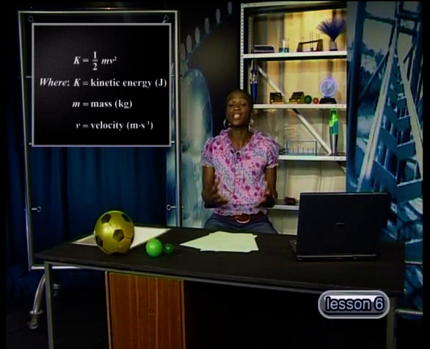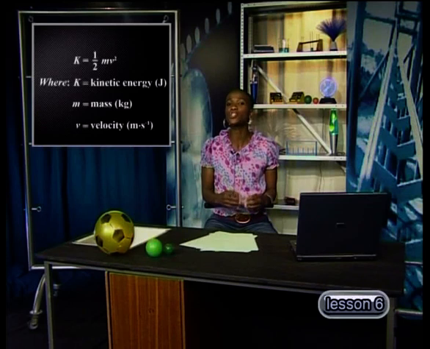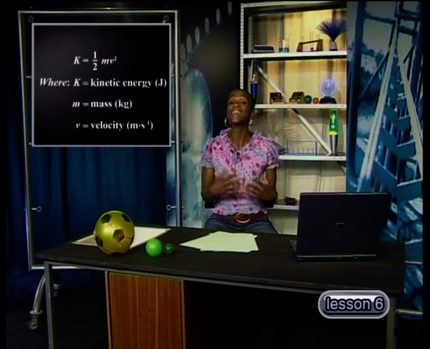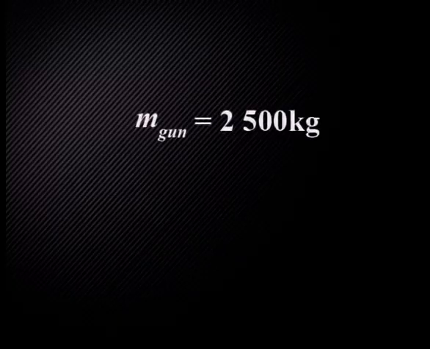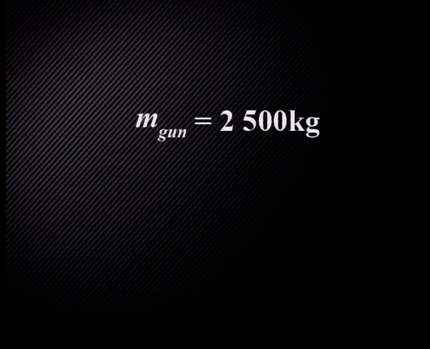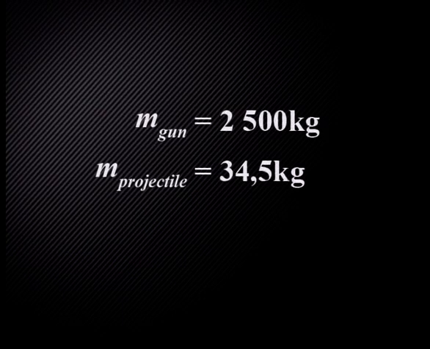When studying collisions and explosions, we need to consider the energy of the system as a whole before and after the event. In other words, we cannot just consider the gun or the projectile as two separate objects. We must consider them together. Let's calculate the kinetic energy of the gun and projectile before the explosion. The mass of the gun is 2,500 kilograms. The mass of the projectile is 34.5 kilograms. The initial velocity of the projectile and gun is 0 meters per second as they are both stationary.